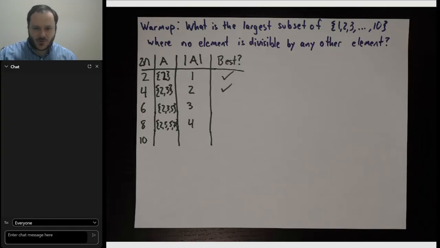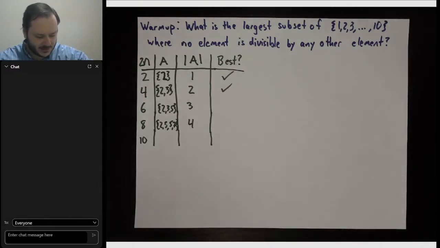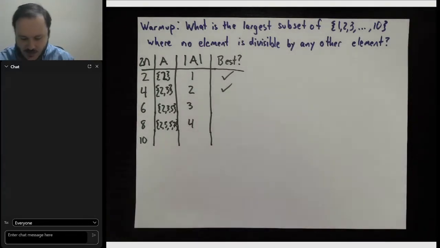Got a warm-up problem for you to start thinking about, related to the problem we ended on last time. If I give you the numbers 1 up through 10, and you want a subset where no element is divisible by any other element, what's the best you can do? Go ahead and think about that for a second. While you're thinking about it, I'll recap where I'm going to claim we got to last time, maybe jumping ahead a little bit.